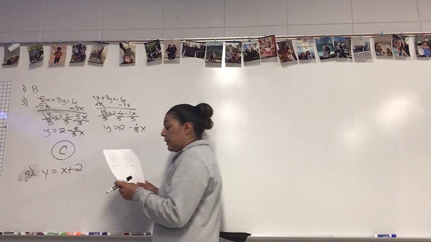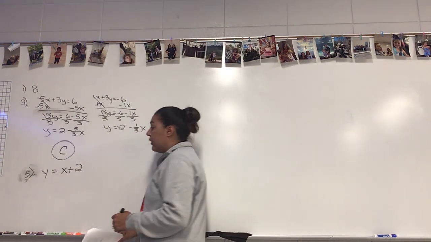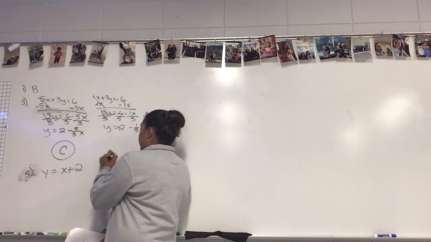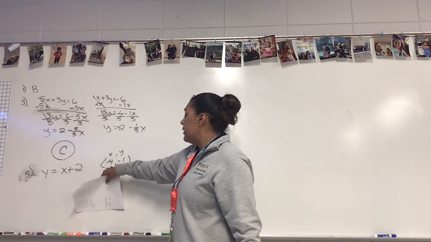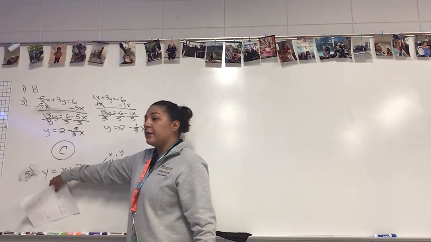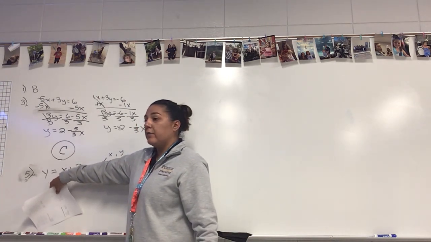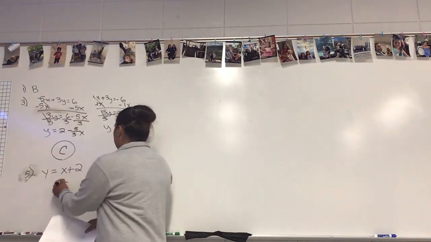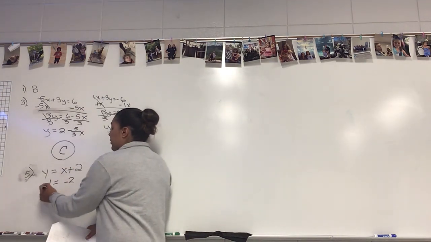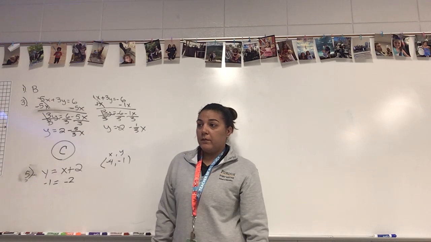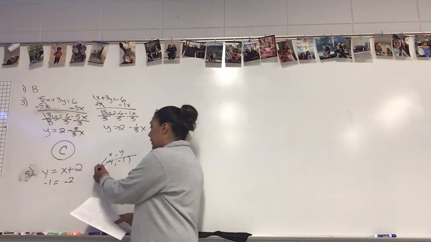Okay, so one of the coordinates is -4, -1. It goes x comma y, so you get -4, -1. You could plug in -4 for the x. What is -4 plus 2? -2. And the y is -1. Is that a true statement? No, so that one's definitely not the answer.